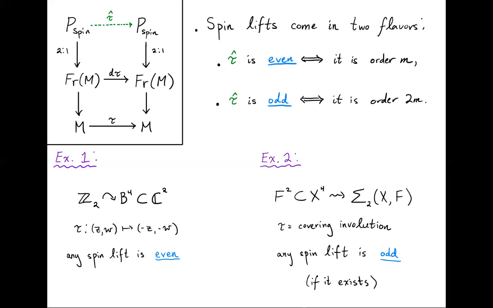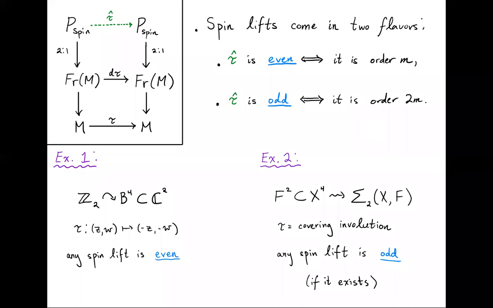On the other hand, let's take a surface sitting inside of any 4-manifold, closed or with boundary. Consider the double branched cover along that surface, and tau the covering involution. Then any spin lift, if it exists, must be an odd type spin lift.